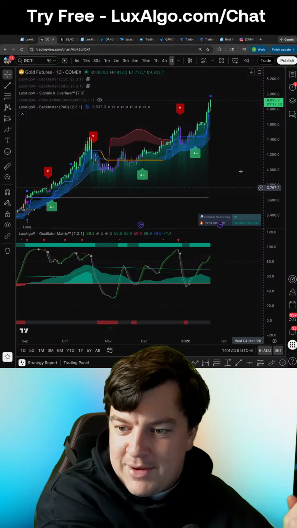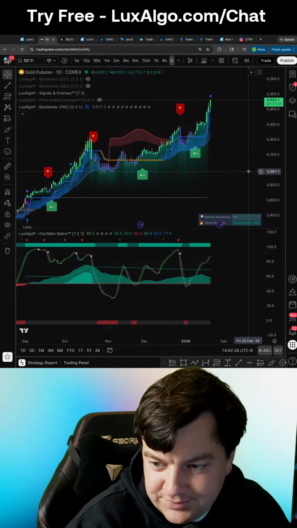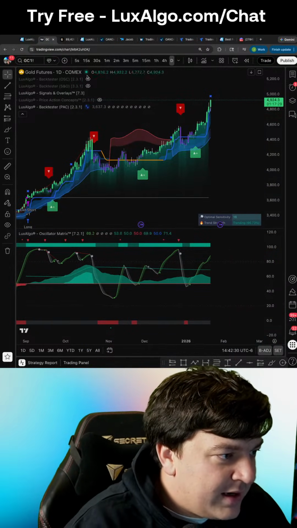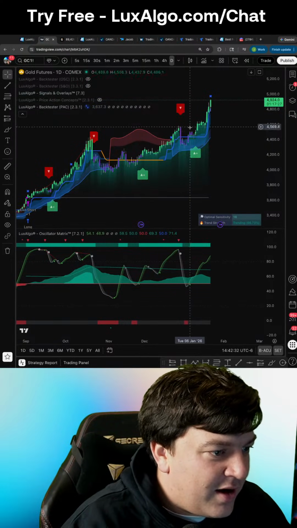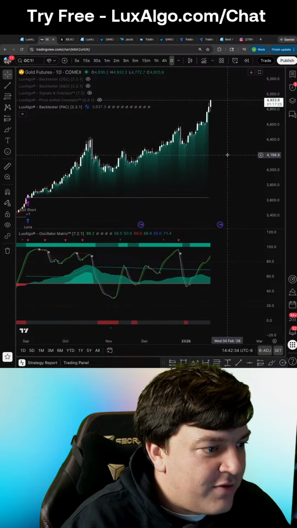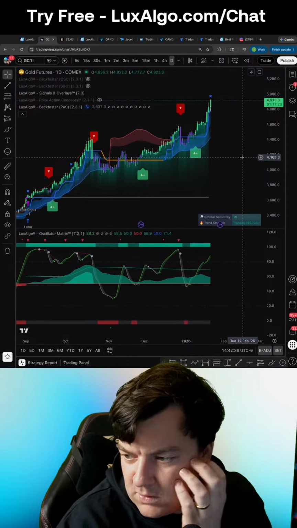Can you use this in combination with an Apex eval? Yes. The indicator with the arrows is the signals and overlays. That's our trend following indicator.